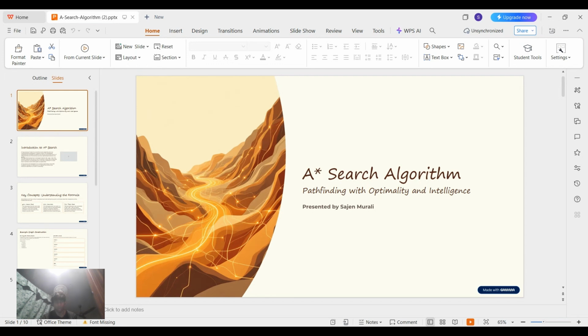Rodi from the IT department. Today I'll be presenting on one of the most intelligent and widely spread algorithms in artificial intelligence, the A-star search algorithm. In this presentation, I will explain what A-star is, how it works, the meaning of its formula, and how it's applied in real-world systems like GPS navigation and robotics.